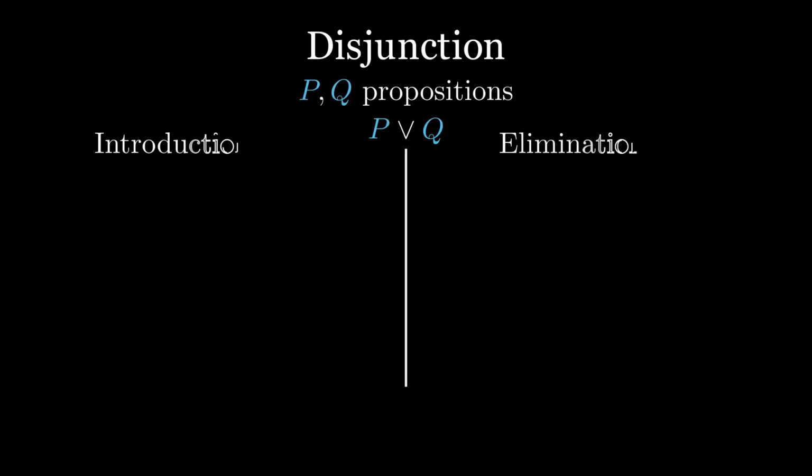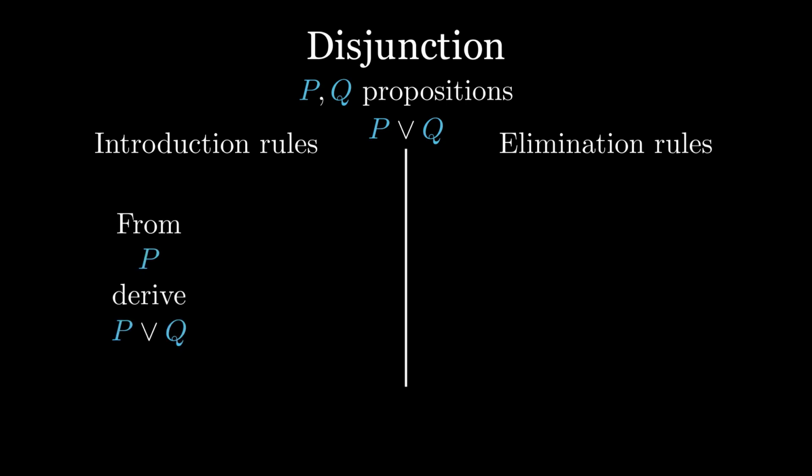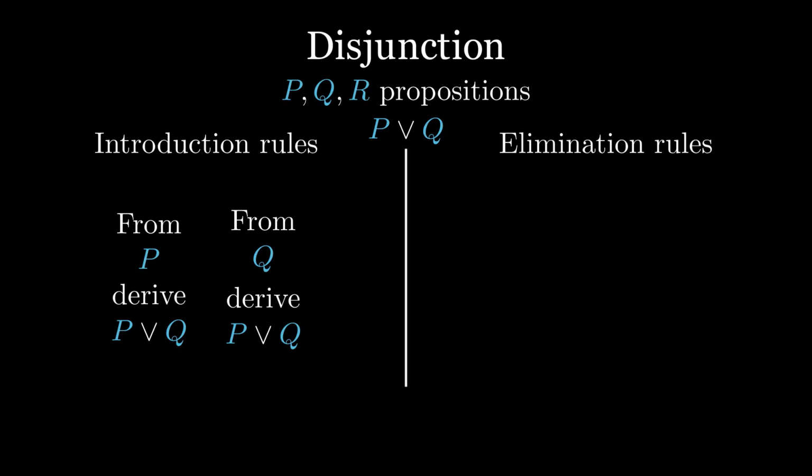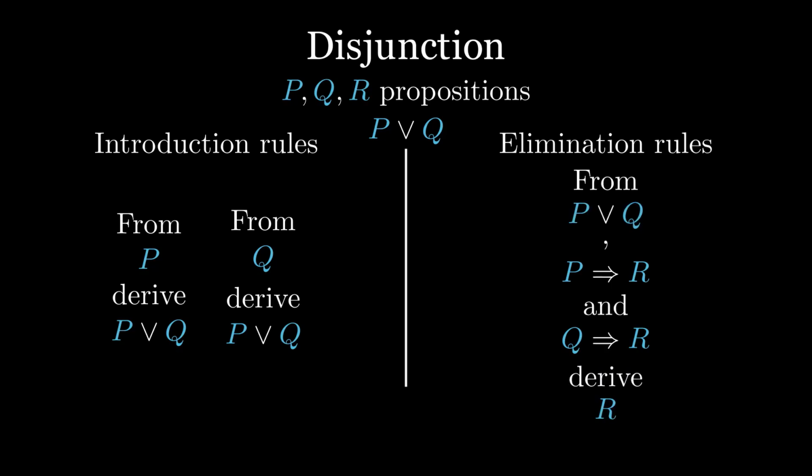We have two introduction rules. From P, you can derive P or Q, and from Q, you can derive P or Q. We also have one elimination rule, which tells you how to split a proof into cases. Let's say you know P or Q and want to prove another proposition, R. You can do it by proving that R holds assuming P and that R holds assuming Q. That is, you treat the case where P holds and the case where Q holds separately, and get a proof for R without needing to prove either, only the statement P or Q. In short, from P or Q, P implies R, and Q implies R, we can derive R.